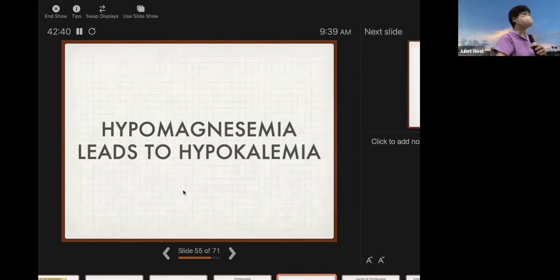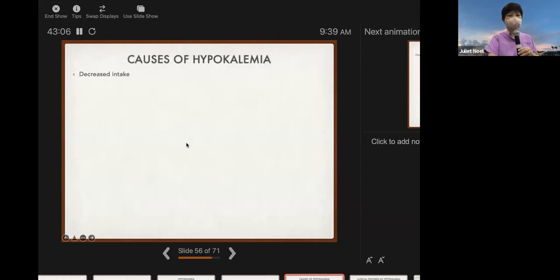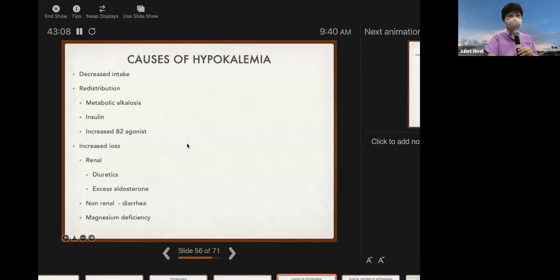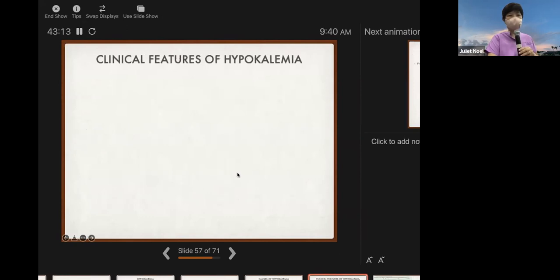Hypomagnesemia will also lead to hypokalemia. So if the patient came in because of diarrhea and you correct it, no more diarrhea, but the patient is persistently hypokalemic, you check if there is hypomagnesemia. You have to correct the hypomagnesemia before you can finally correct the hypokalemia of this patient. Okay, so those are some of the causes.